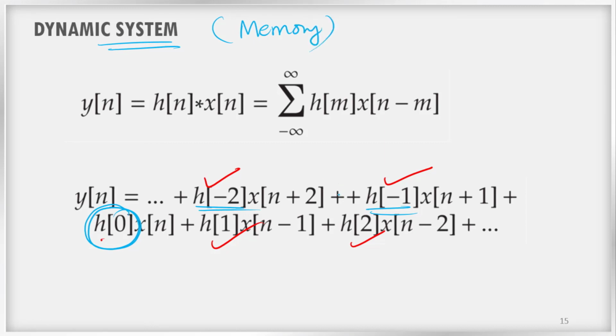So that is the basic idea of a static system and a dynamic system. I hope you got a clear idea about how the memorylessness, or static or dynamic nature, of the system depends on its impulse response.